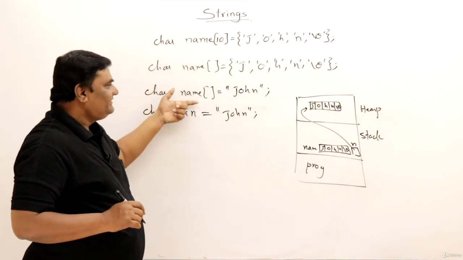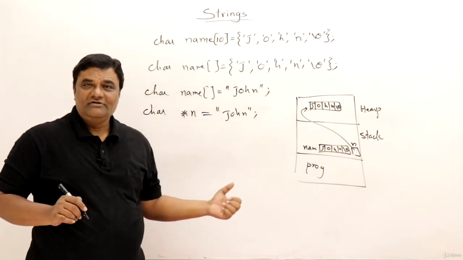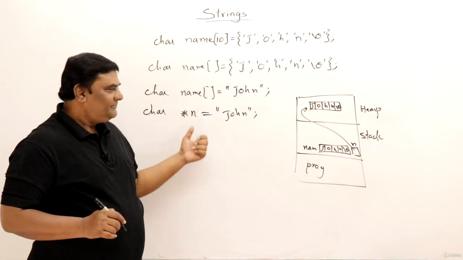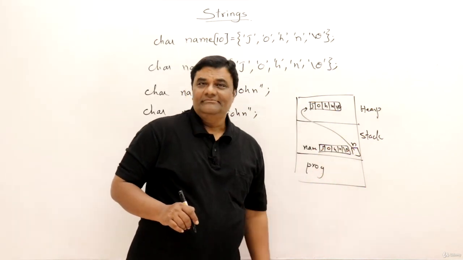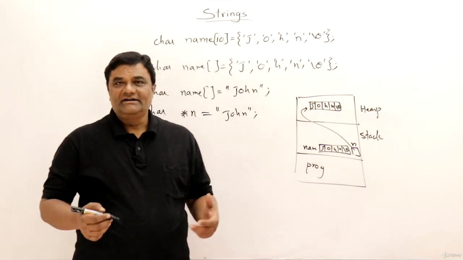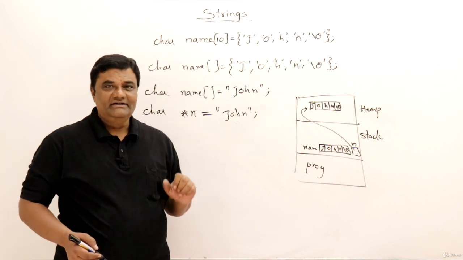These are all created inside the stack, right, which is directly accessible to a program. This is created in heap, so this is indirectly accessible using a pointer. So automatically the compiler will create this string inside heap and the pointer will point there.